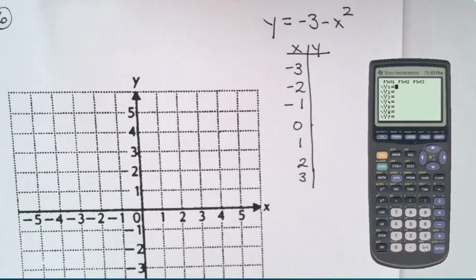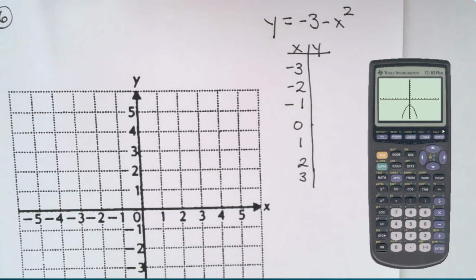So I want -3, so your sign change button, 3, minus, this is your variable button, x to the second. And we'll tell it graph. All right, so that is a general picture of what I'm going to have. Now, if I want to get it from the graphing calculator to the paper, I can use a feature to find the table of points. So I'm going to do second table.